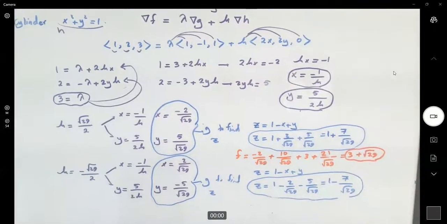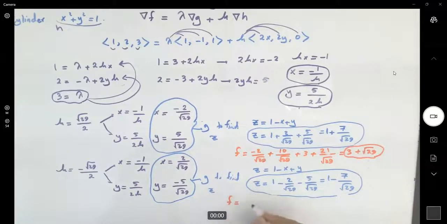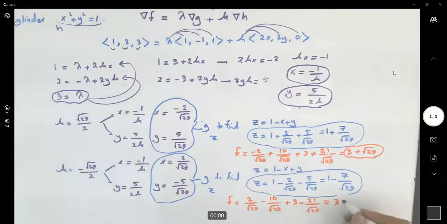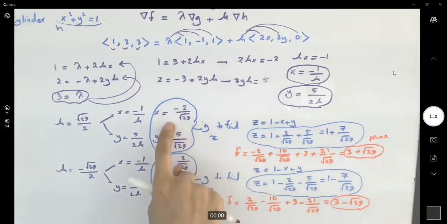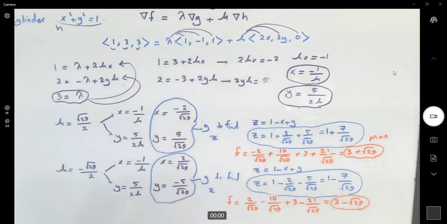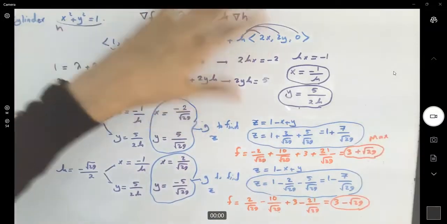And finally, if I plug in x and y and z into function f, my function f becomes, my x is 2 over square root of 29 plus 2y, so we get negative 10 divided by square root of 29 plus 3z, which is plus 3, minus 21 over square root of 29, which becomes, let's see, I have a 3, and here I have negative 29 over square root of 29, or just minus square root of 29. So obviously, this value is the maximum value. It's larger than this output. So this is my maximum. The maximum value of the function is at x equals to negative 2 over square root of 29, y equals 5 over square root of 29, and z equals to 1 plus 7 over square root of 29. That's how we handle two constraints.